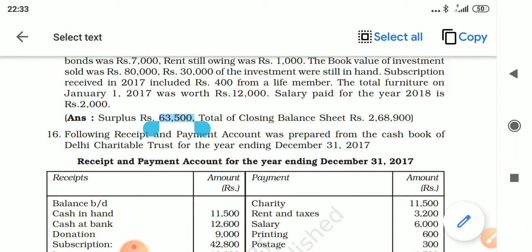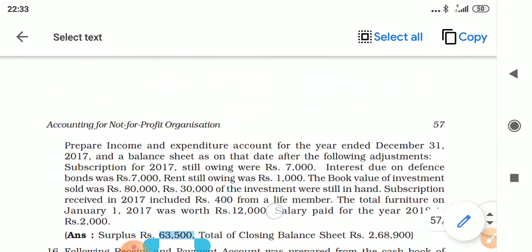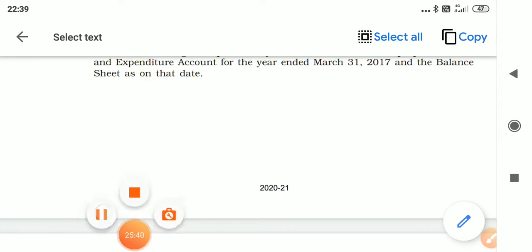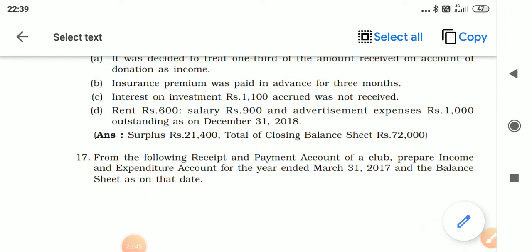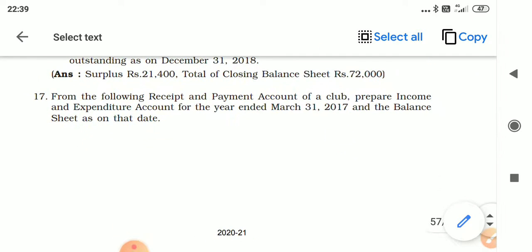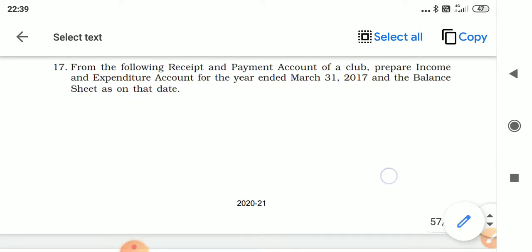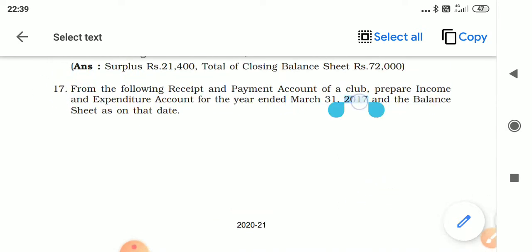Okay children, so these two sums you have to work out for today's work. I thought I'll give you one more sum. Question 17. Question 17 is similar to question 12. So I thought let us finish it off. From the following receipts and payment account of a club, prepare income and expenditure account for the year ended March 31st, 2017 and balance sheet. So current year is 2017.